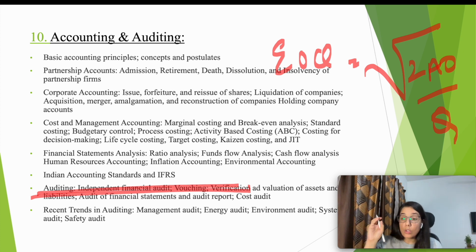Ratio analysis, very very important. What are the current ratio, the acid test ratio, the quick ratio? You should remember all that. Then profitability ratios: operating profit margin, gross profit margin, net profit margin, all these you should remember. Solvency ratio: total debt to equity ratio. All this is very important and you should remember.